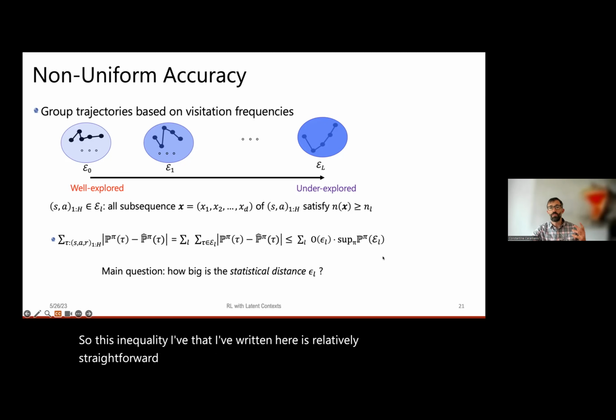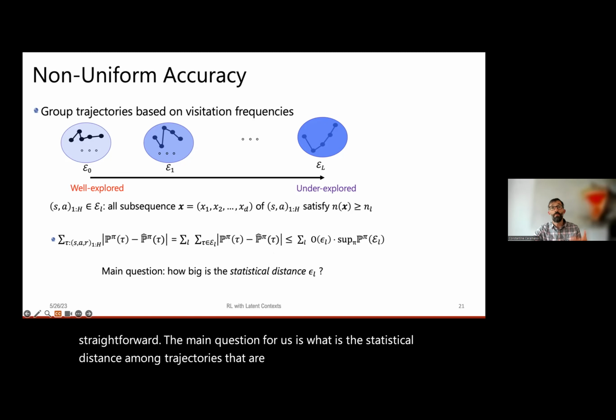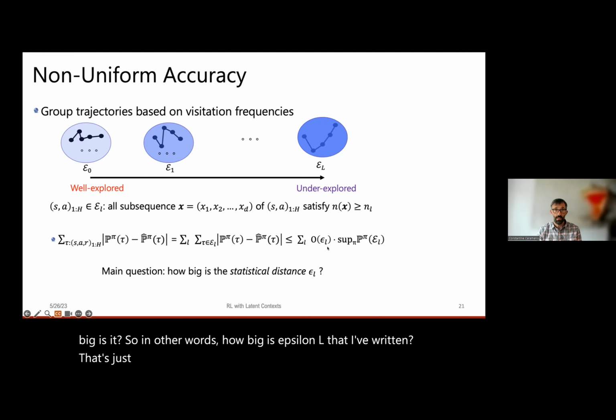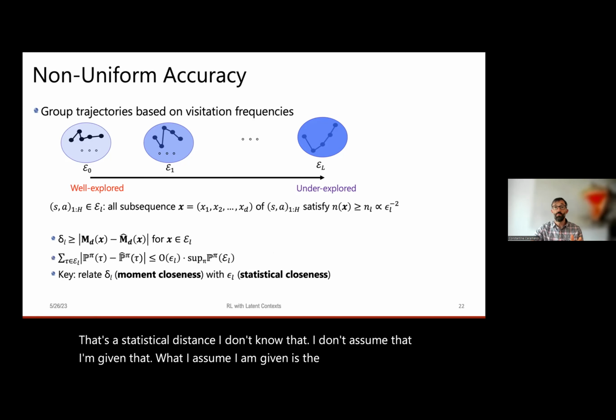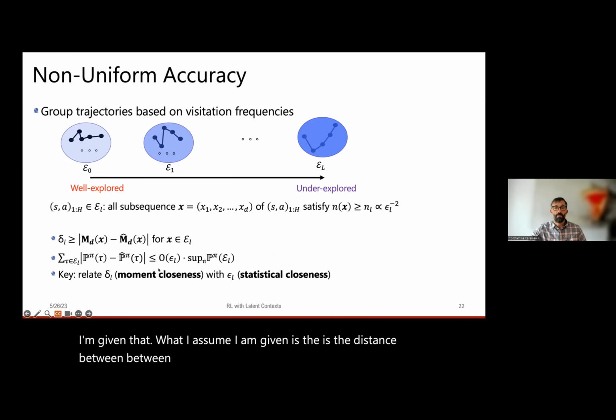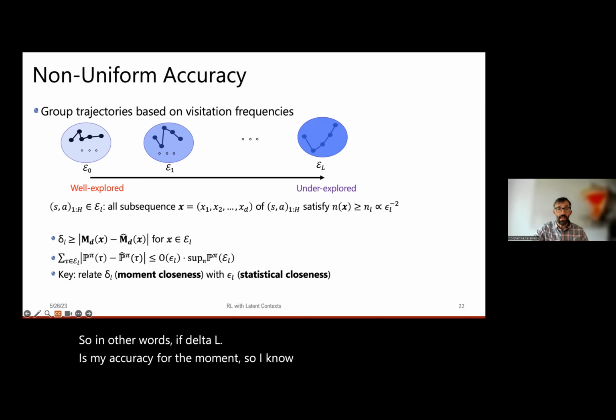Now, this inequality that I've written here is relatively straightforward. The main question for us is, what is the statistical distance among trajectories that are visited the same amount? How big is it? So in other words, how big is this epsilon L that I've written? That's the statistical distance. I don't know that. I don't assume that I'm given that. What I assume I am given is the distance between moments.